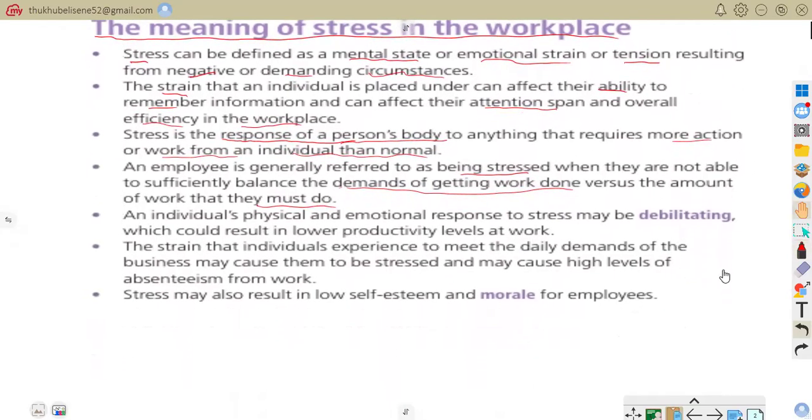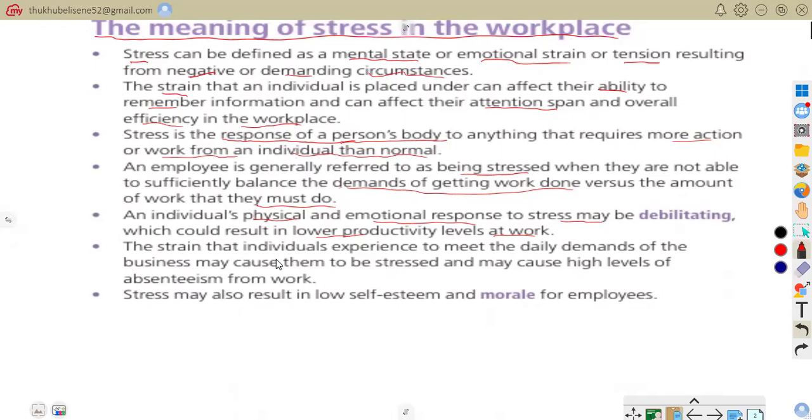Now let us move on to another point, good people. It says an individual's physical and emotional response to stress may be debilitating, which could result in lower productivity levels at work. So we see stress can be debilitating and reduce productivity. Meaning to say, severe stress drains energy and makes it difficult to perform well. A stressed worker becomes too exhausted to complete tasks properly. That is due to stress.